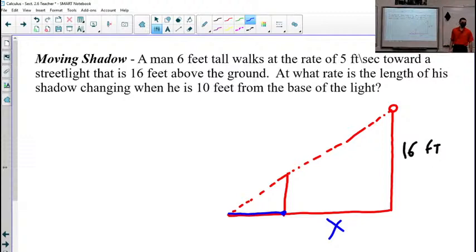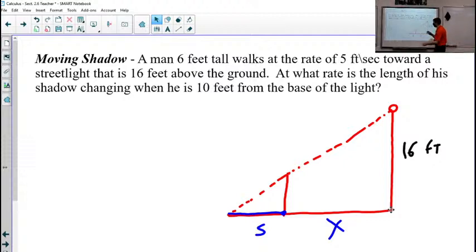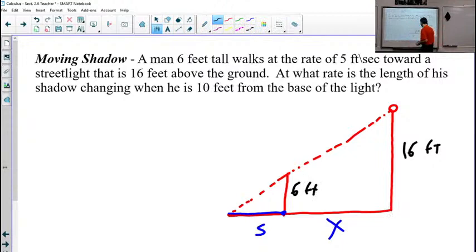Is that a rate that we are trying to find in a variable, or is it a fixed distance? It's going to be a variable. All right. One more distance is given, which is staying the same. That's the height of my person.